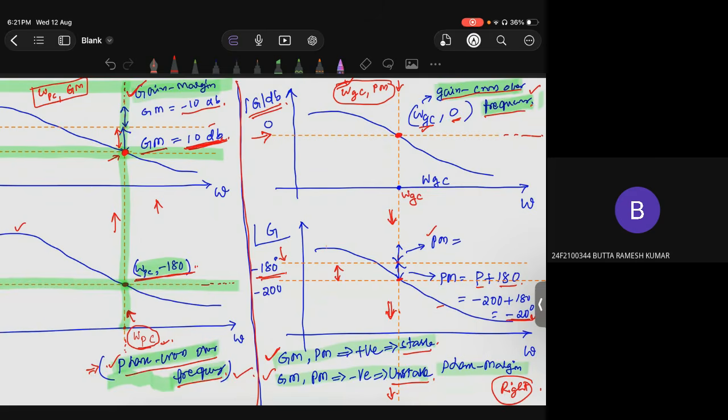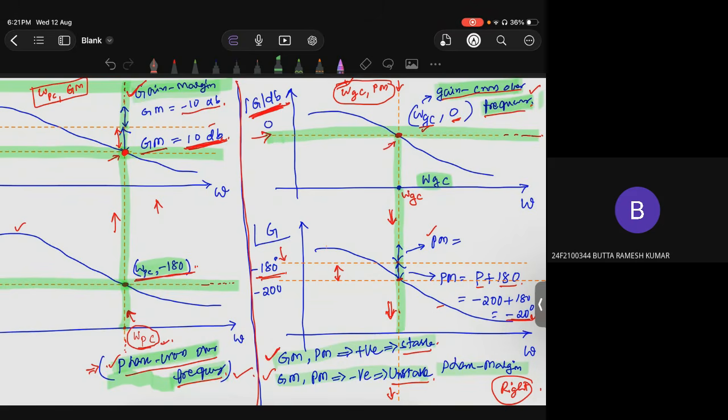Okay, so same thing. What you do is now you start with the magnitude plot. From the 0 dB line, draw a straight line and find this point. Once you find this point, extend it down. That will be your gain crossover frequency. Once you have the gain crossover frequency, extend that further down to the phase plot.